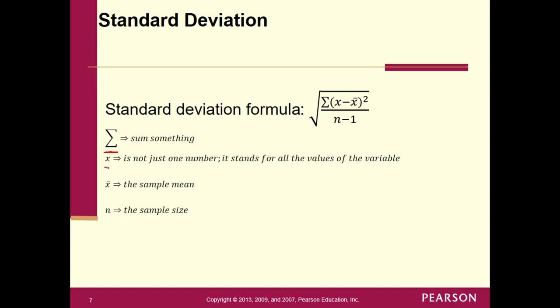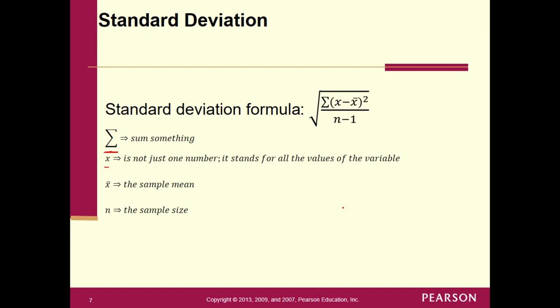Remember we talked about that in the last section. X is not just one number, like in an algebra problem. When you have a summation sign, that means you have multiple x's and you got to do multiple things with them. So x stands for all the values of the variable here. X bar, we talked about, that is the sample mean. So there's x bar. And n, the sample size. Alright? So let's break this down into little pieces.